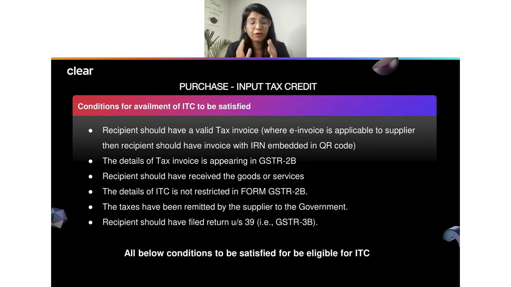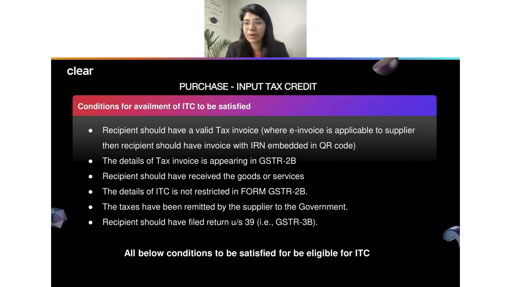So now let me ask you one simple question. If I just talk about FY 21-22, can I claim any ITC which was related to FY 21-22 today, on 3rd April?